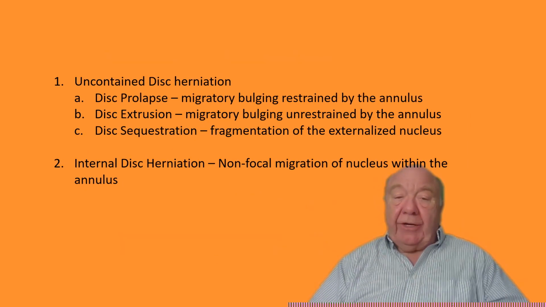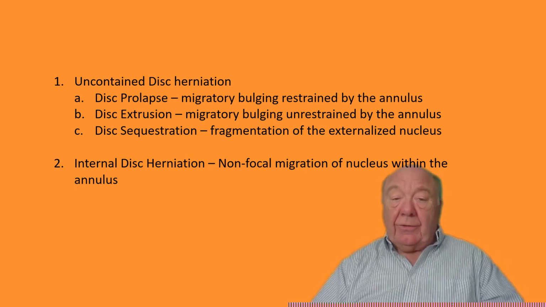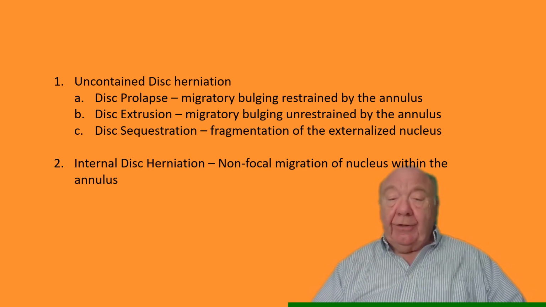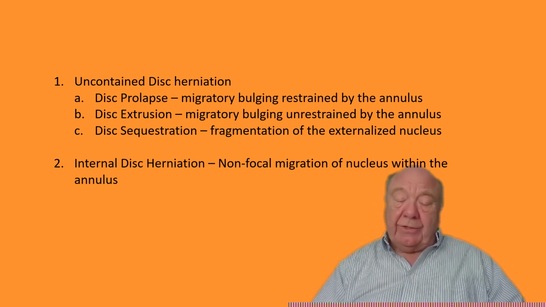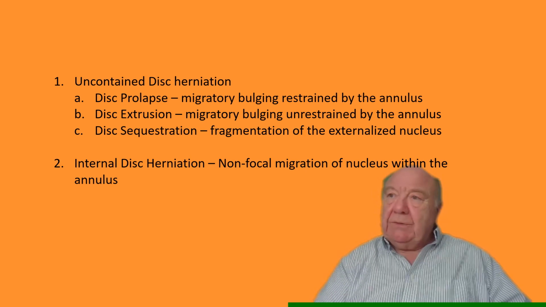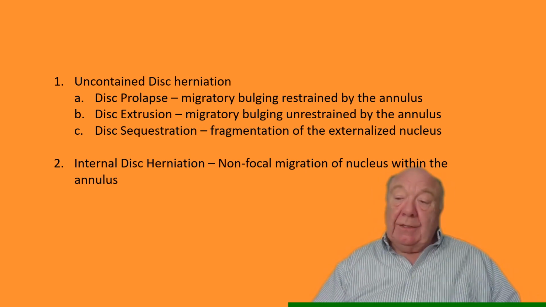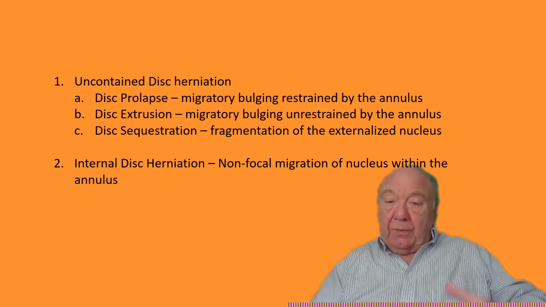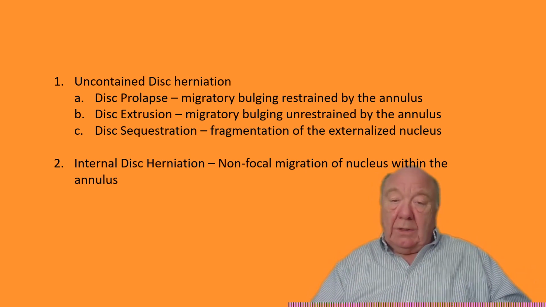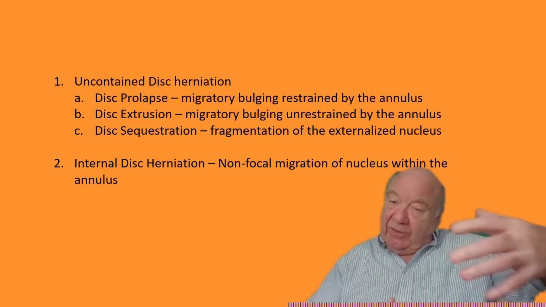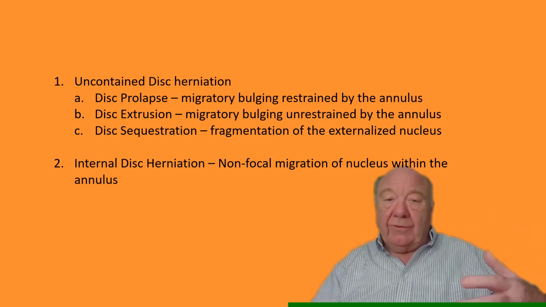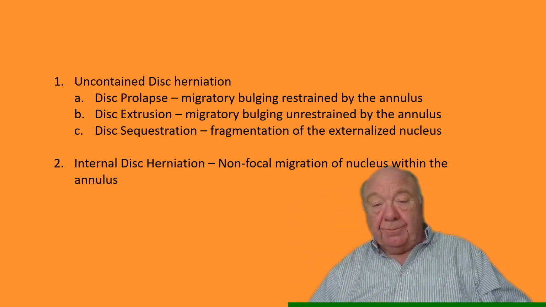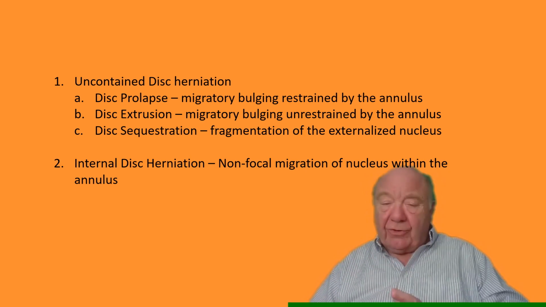So now we get to the meat of it. These are the herniations. We basically have two: the contained herniation and the uncontained herniation, which is what we all know and love. The migration of the nucleus through the annulus, either complete, which is an extrusion, or incomplete, which is a prolapse and it's a bulging of the annulus, or it's fragmentation of the extruded nucleus in the form of a sequestration. So these are catastrophes, all right?